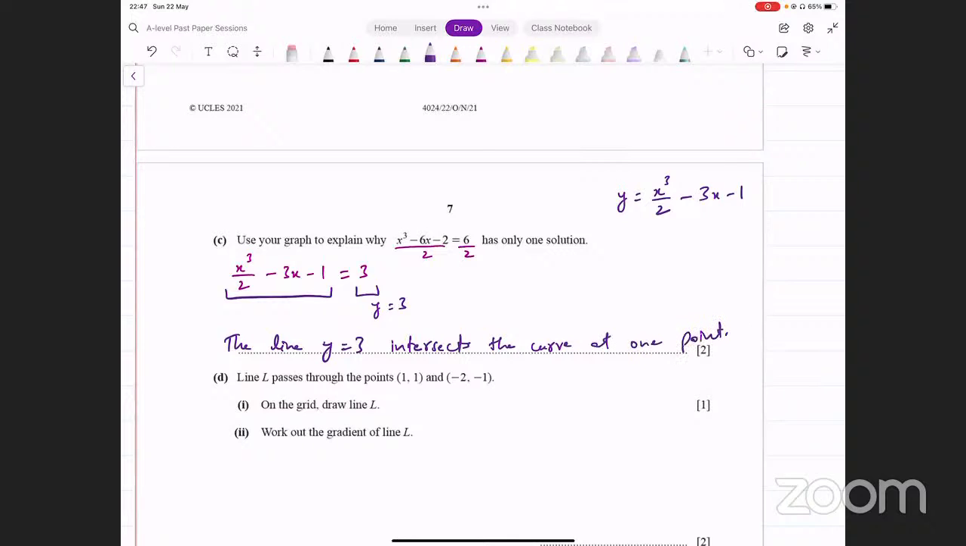Since this line only intersects the curve at one point, therefore there is only one solution. So that's the reasoning that we've got for this. All right, let's move on.